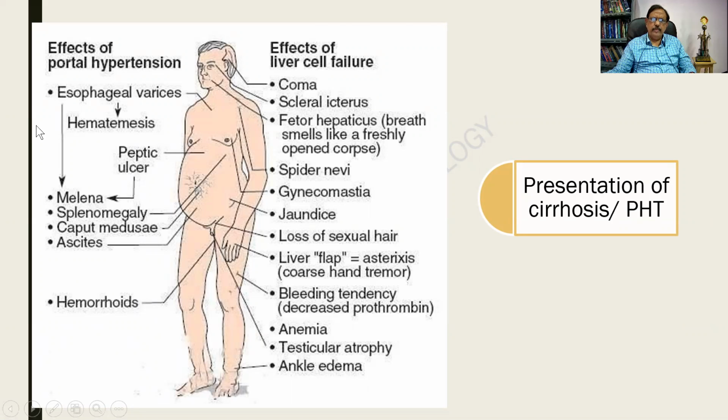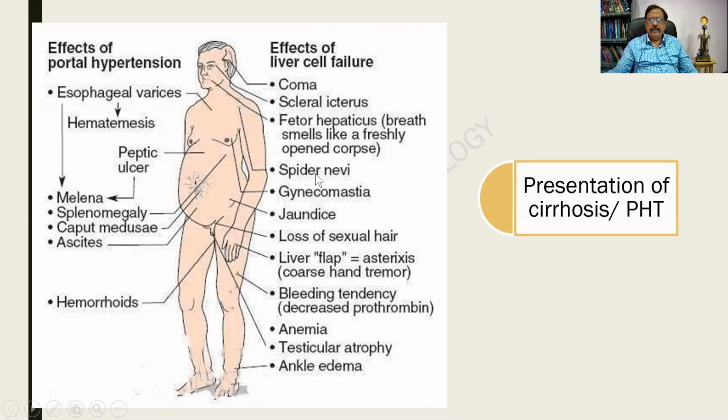What are the complications of portal hypertension? One is esophageal varices. There can be hematemesis. There can be a melena. Splenomegaly definitely can be there. Caput medusae, ascites. Hemorrhoids is there, but it is not as harmful as hematemesis. And the patient can go in for a liver failure and a coma. Scleral icterus, jaundice will be there. Fetor hepaticus, and it is something like a freshly opened corpse or a body.